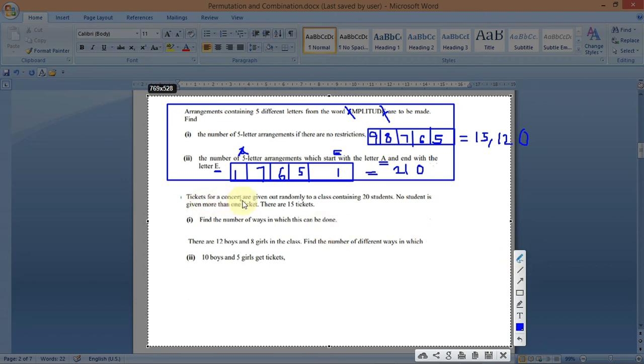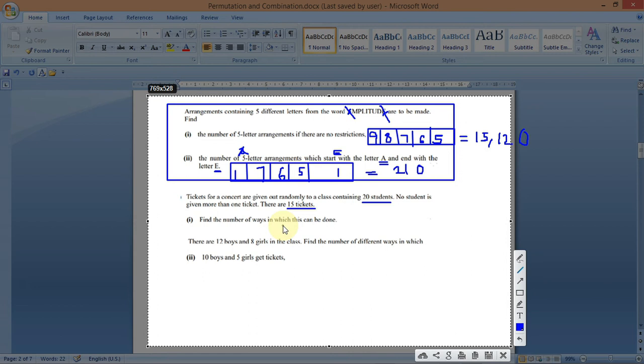Tickets for a concert are given out randomly to a class containing 20 students. No student is given more than 1 ticket. So there are 15 tickets altogether, and I have 20 students. Find the number of ways in which this can be done.